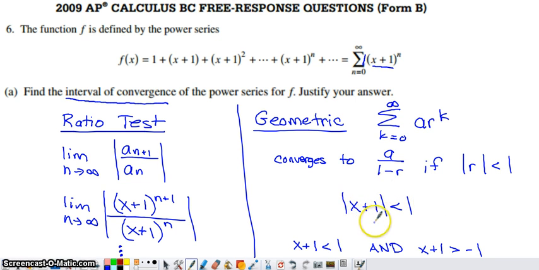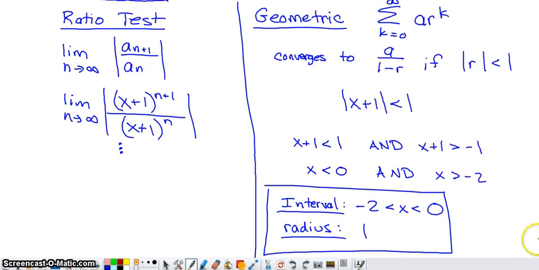So if we take this base, x plus 1, toss it in absolute values, and try to figure out when that's less than 1, we're going to have to figure out when x plus 1 is less than 1, and when it is greater than negative 1. And if you solve both of those inequalities, subtracting 1 on both sides of each, you get x is less than 0 and x is greater than negative 2. So as a single inequality, that could be represented like this. So there's your interval of convergence.